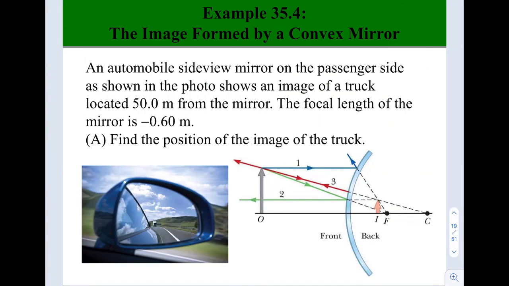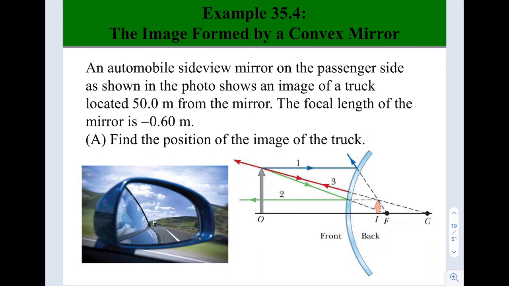Example 35.4: The image formed by a convex mirror. An automobile side-view mirror on the passenger side, as shown in the photo, shows an image of a truck at the back, located 50 meters from the mirror. The focal length of the mirror is negative 0.6 meter. Part A: Find the position of the image of the truck.